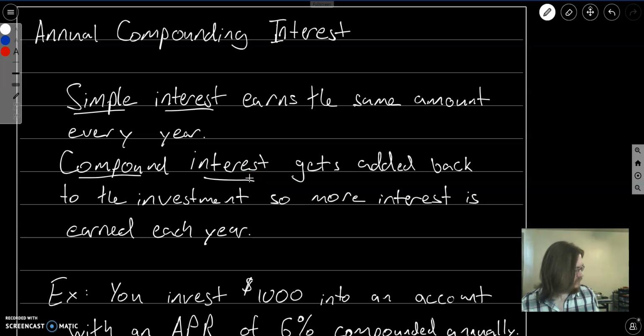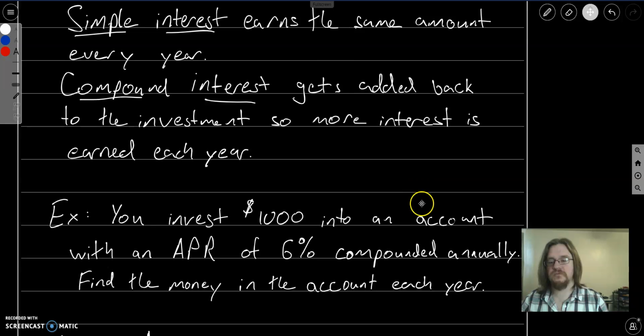And compound interest is a little bit nicer. Every time you earn interest with compound interest, it gets added back to your initial investment. And then the next year, when they calculate interest, they're calculating the interest of your original amount plus the extra interest. So you're earning interest on the interest you've earned. So you're going to earn more and more each year. So let's see how this works.